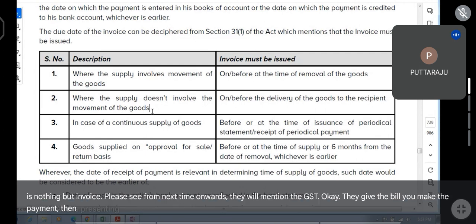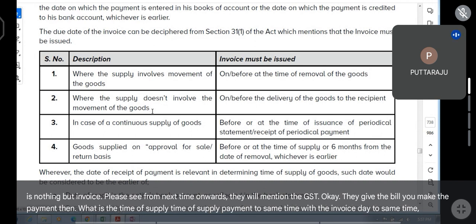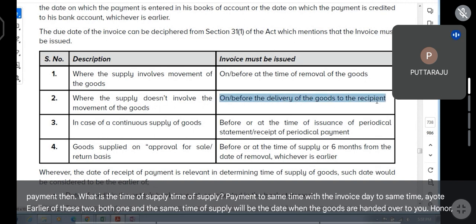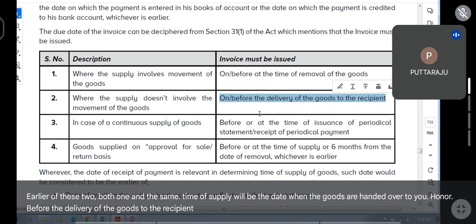Then what is the time of supply? Time of supply and payment will be the same time. Invoice date will also be the same time. Earlier of these two, both are one and the same. Time of supply will be the date when the goods are handed over to you. On or before the delivery of the goods to the recipient is when you should issue the invoice.